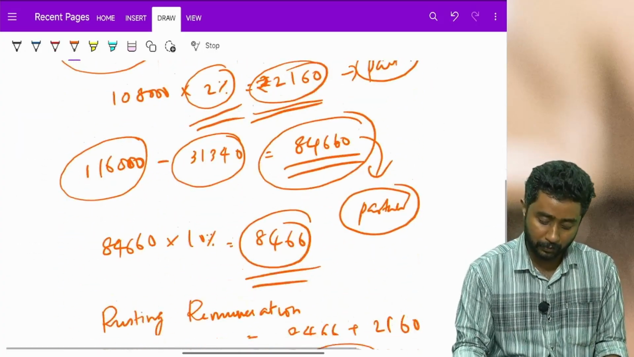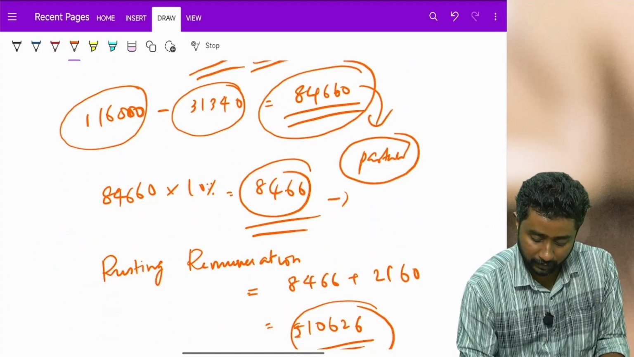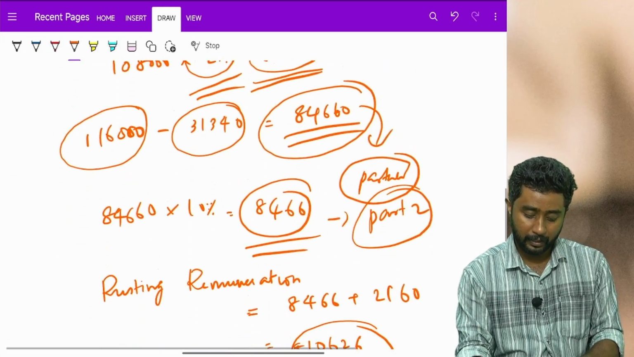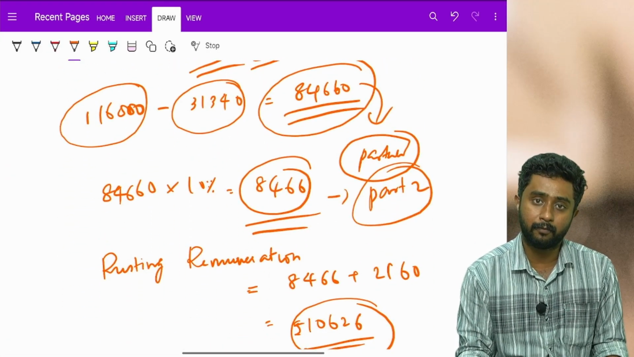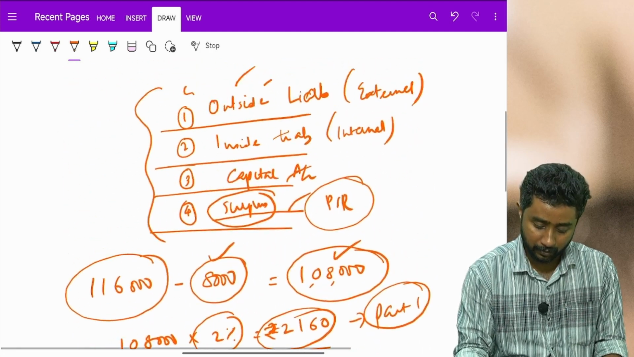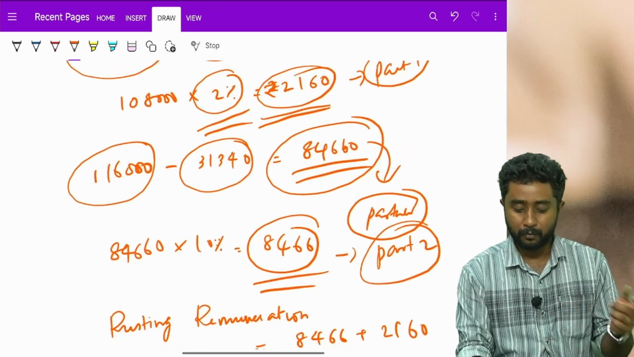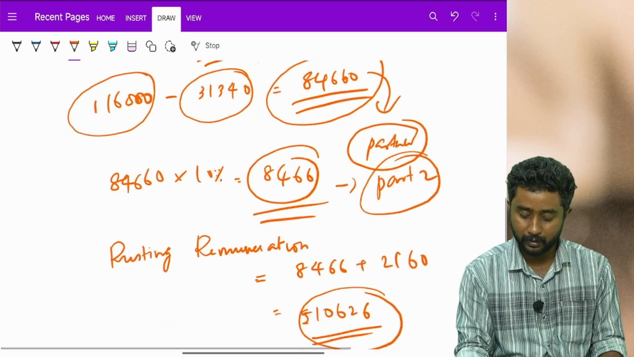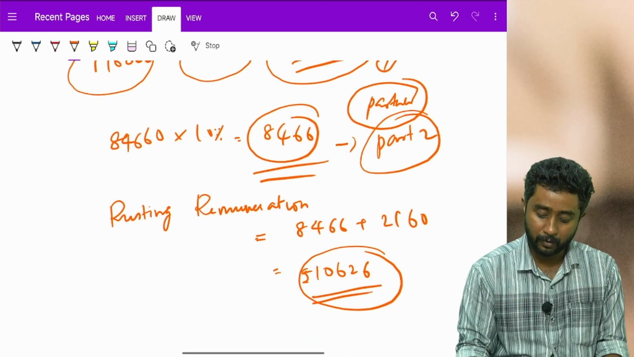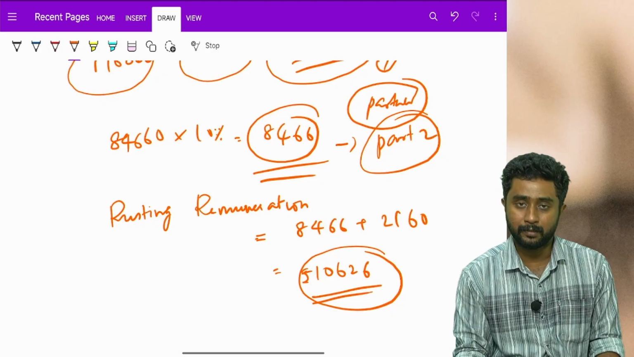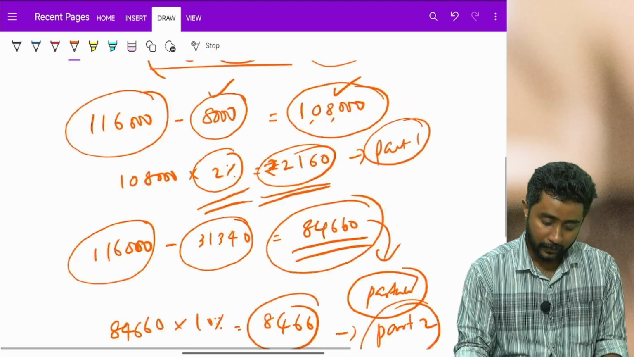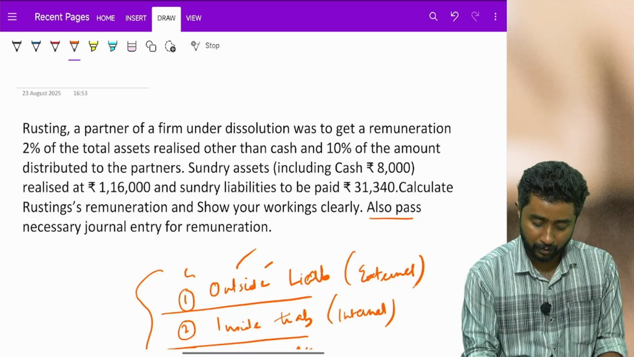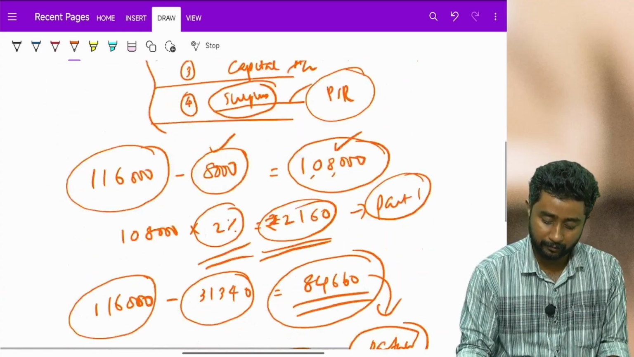84,660, 10% is what? Part 2 of the remuneration: 84,660 into 10%, 8,466. So 8,466 we got. We have to pay both part 1 as well as part 2. So the first calculation that we did is 2,160 and the second calculation is 8,466. Totally we have to pay 10,626 as remuneration. Is the question over? Also pass the necessary journal entry for remuneration. That means the remuneration entry we have to pass.